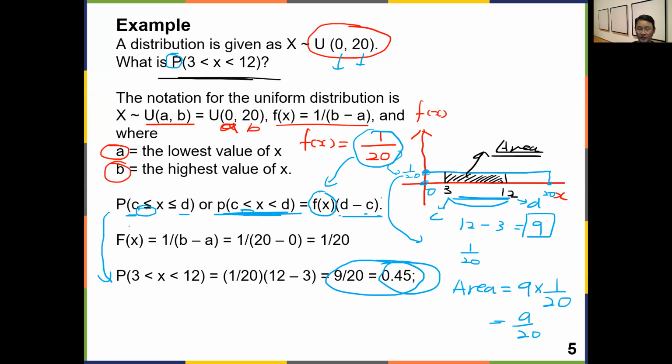So we figured out the f of x, the height, and the base is just going to be 20 minus 0, which is 20. Actually, no, sorry about that. The base is going to be 12 minus 3 right here, so that's just 9. It's just like what we did right here. So 9 over 20, which is 0.45. So the answer to this is 0.45, just like that. Okay.